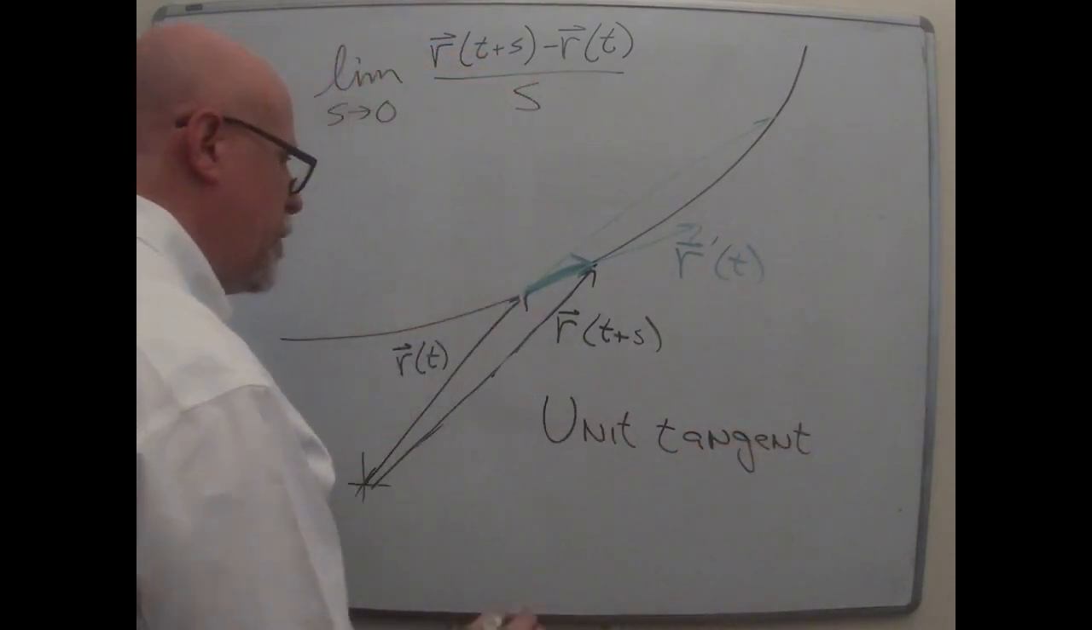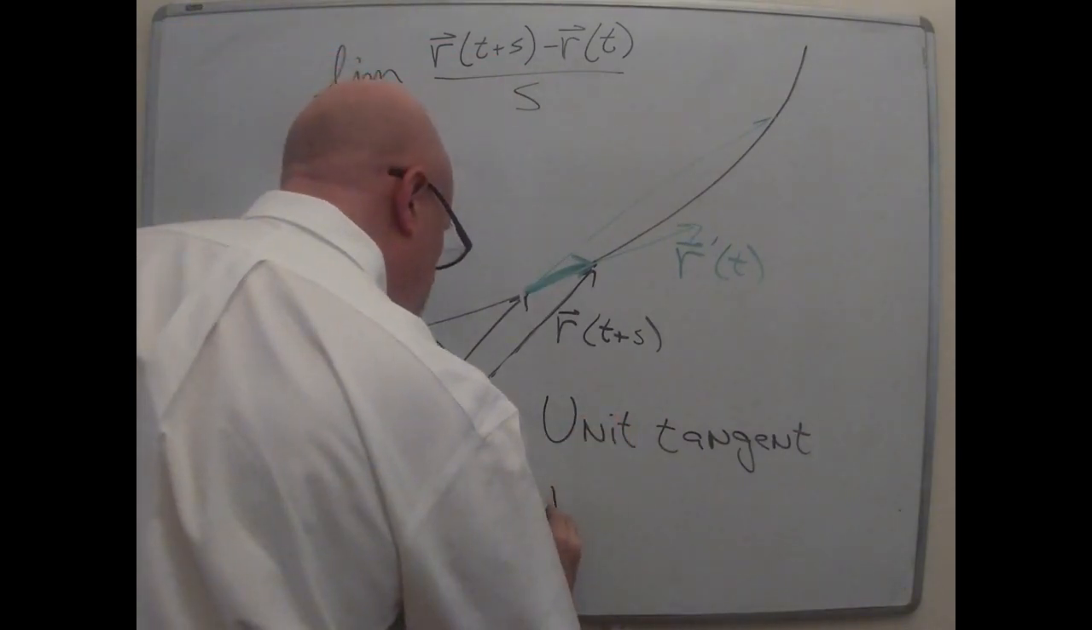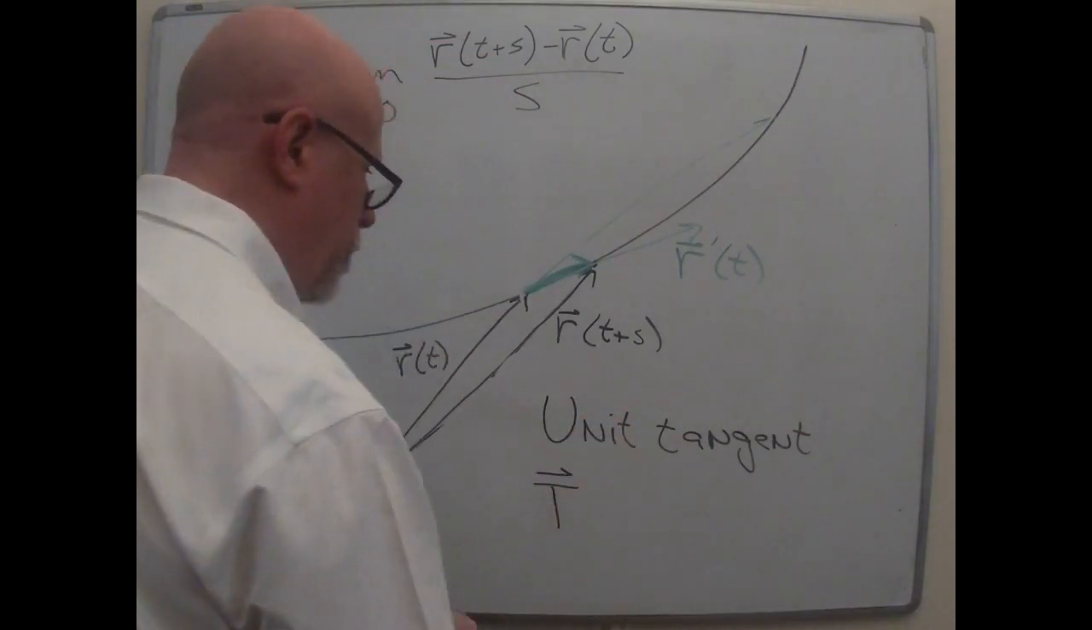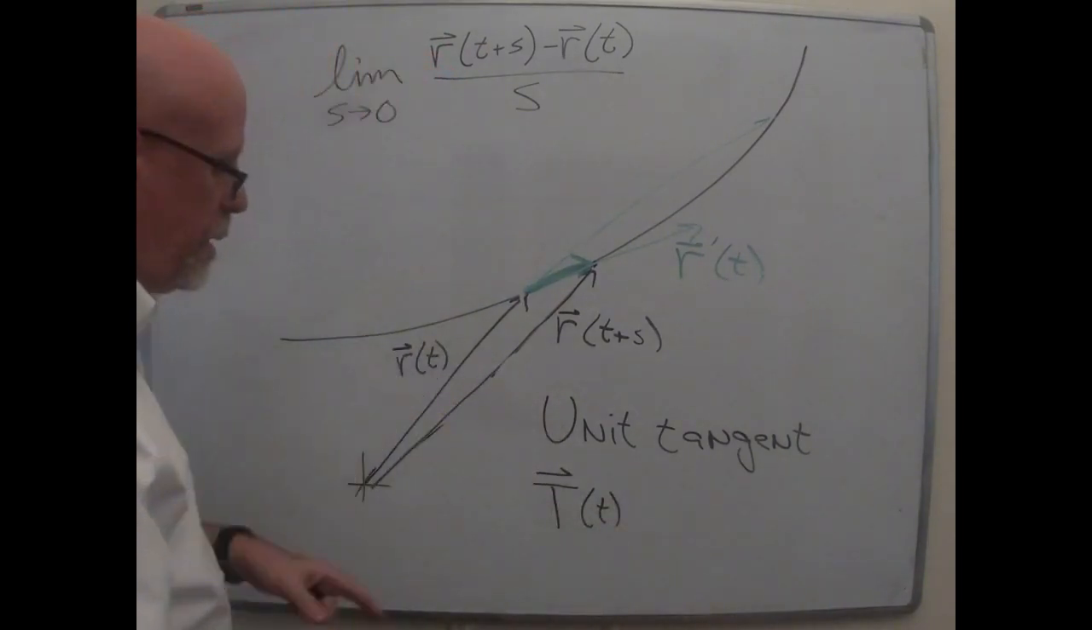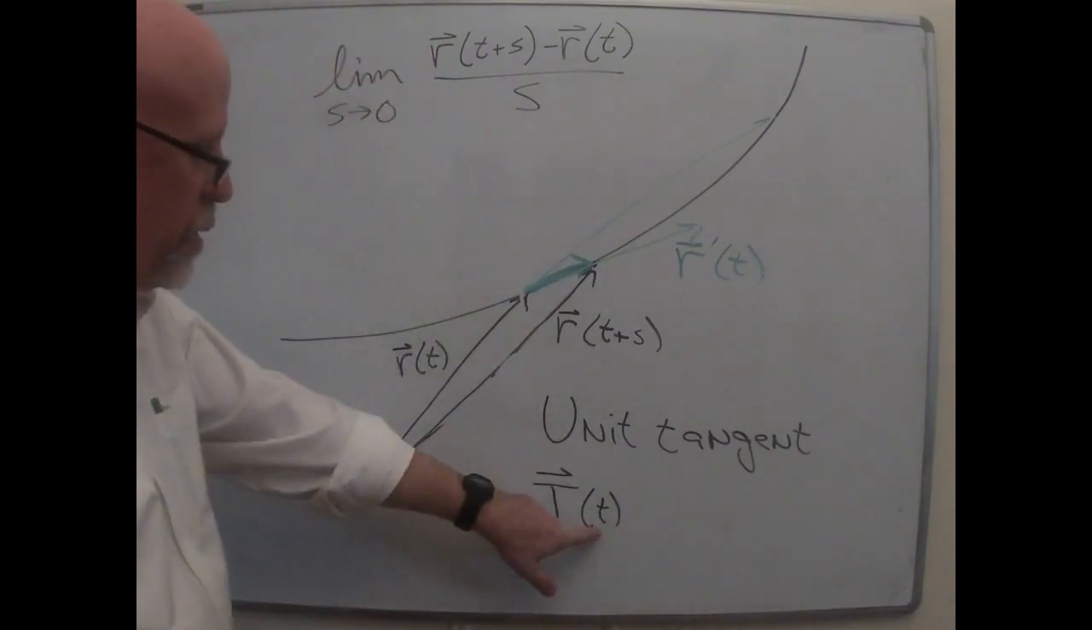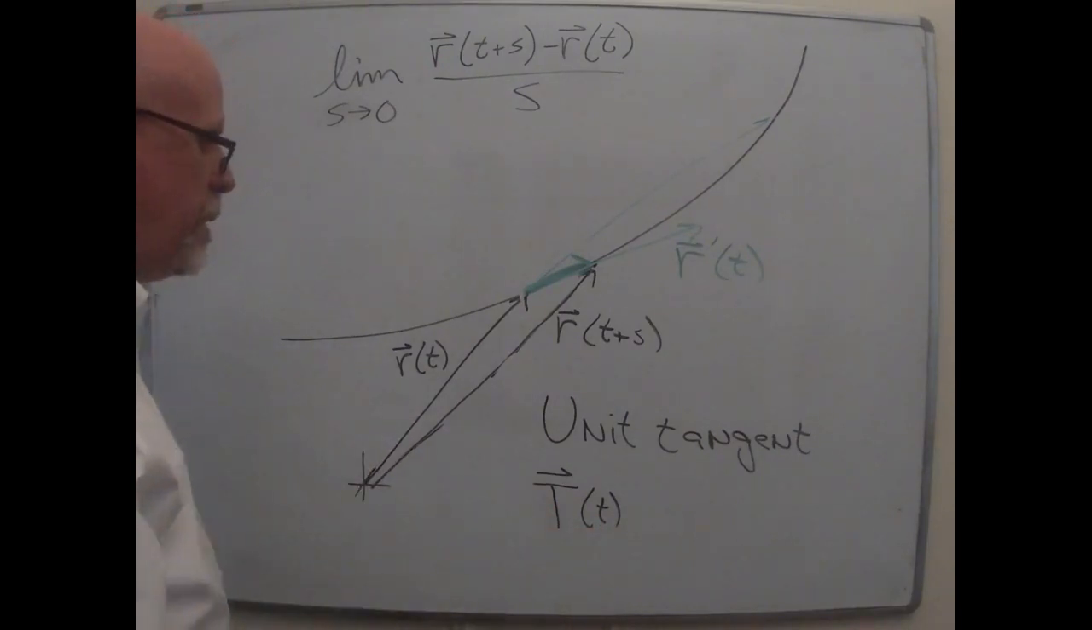By long tradition, the unit tangent vector is called T, capital T, and it's a function of t, little t. So T for tangent as a function of time, t for time. We use capital and lowercase to make sure we distinguish the two different t's.